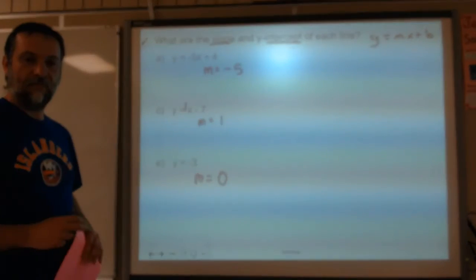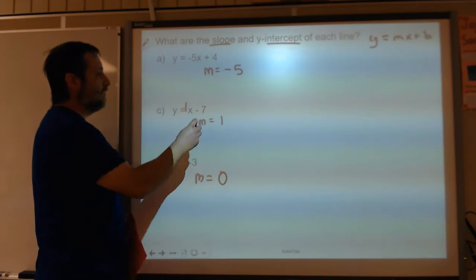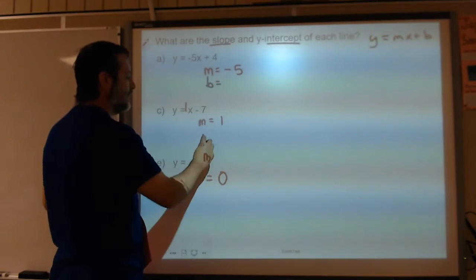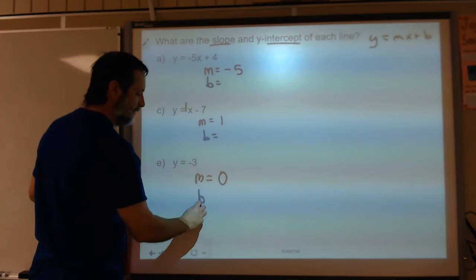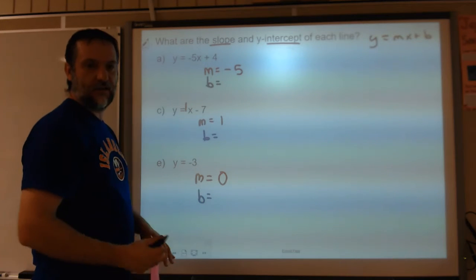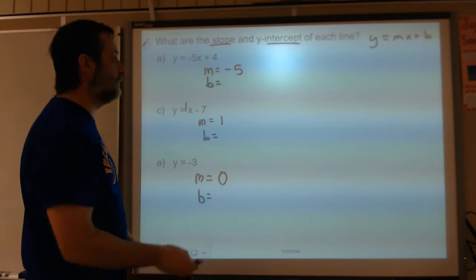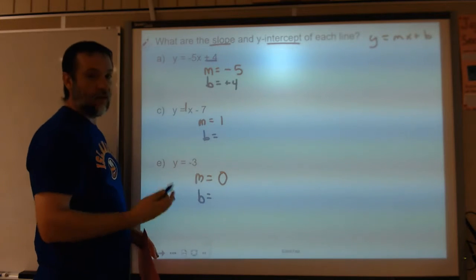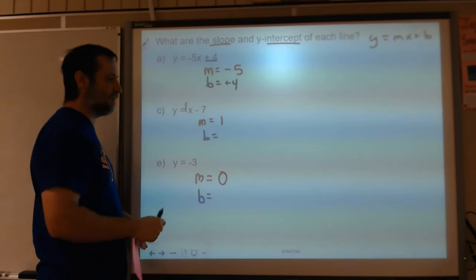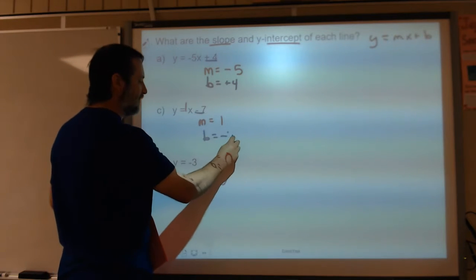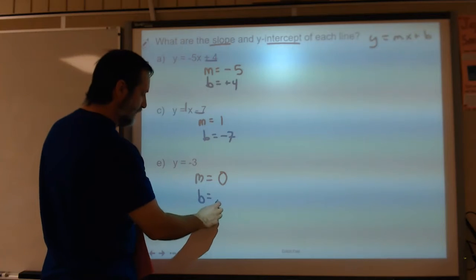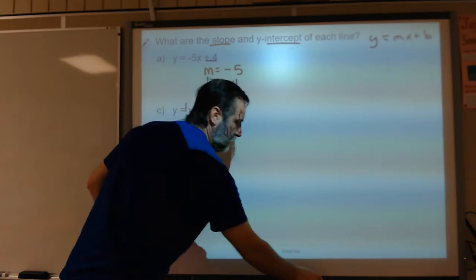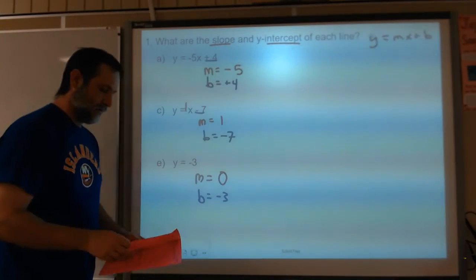Those are our m values. To find the b values, the y-intercept, we're looking for the constant in our equation, the number without a variable. Right up here, plus 4 is the constant. Yes, the plus negative, right? Positive, negative, plus minus is important. Negative 7 is our y-intercept, and here negative 3. And that will be our y-intercept.